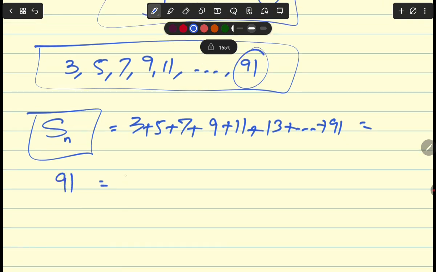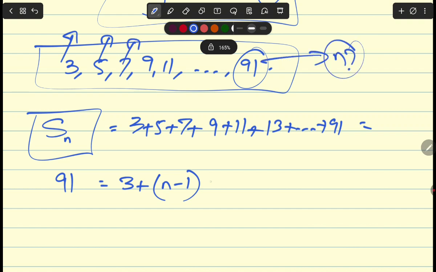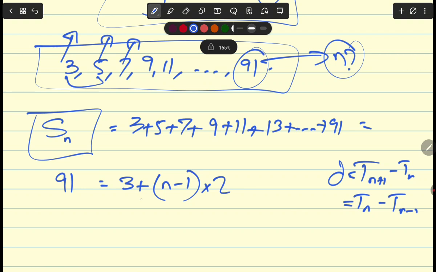So if this is 91, so a plus n minus 1, I don't know which term this is. This is the first term, this is the second, this is the third, I don't know which term this is, right? So I will just take it as n minus 1 times d. I know the common difference d, I can rewrite as term n plus 1 minus term n, the difference of the subsequent terms. Okay, so times 2. So what I can do is 91 minus 3, that is 88.